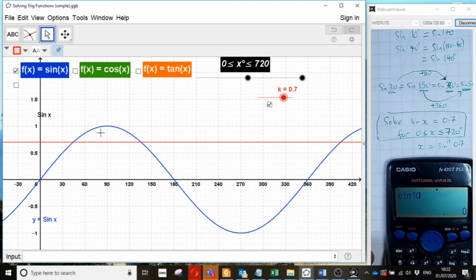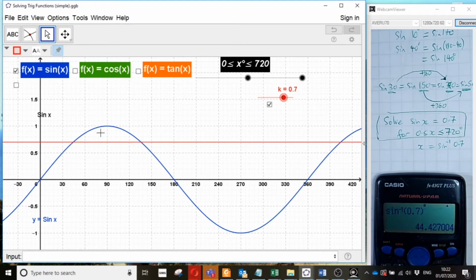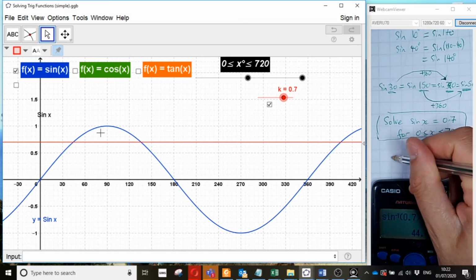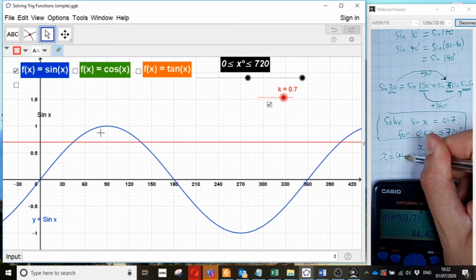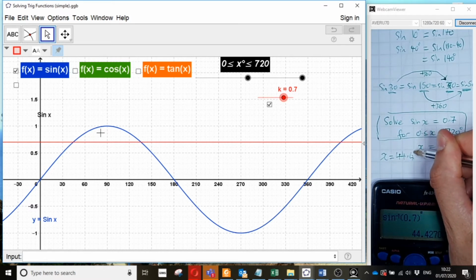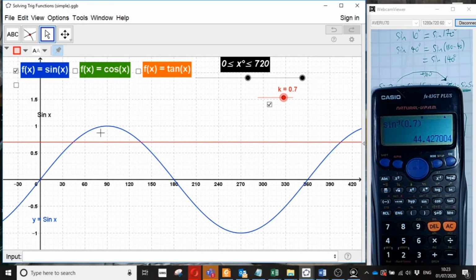So shift sine 0.7 equals 44.42. Now I'm going to do the answers to 1 decimal place. Sometimes you'll have to do them to 2. So that's my first value of x, 44.4 degrees. And I'm going to store that in the memory because I'll need that. That's going to get me all the other answers.